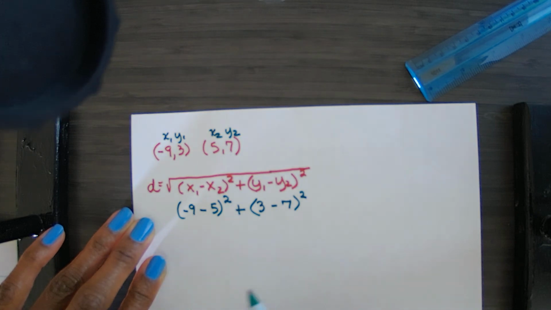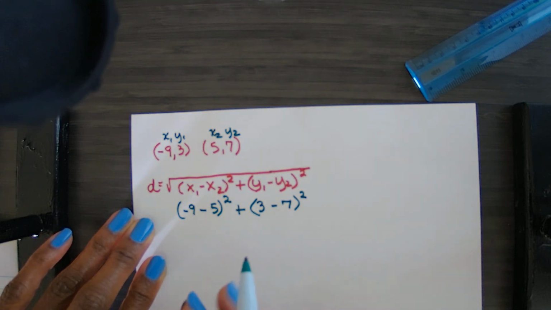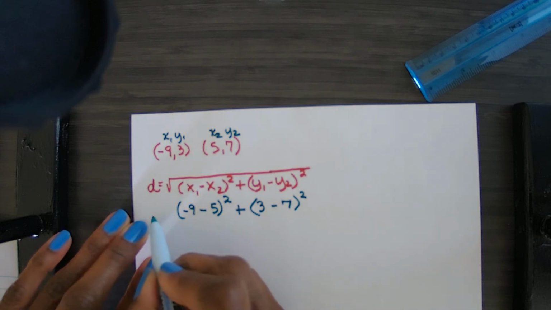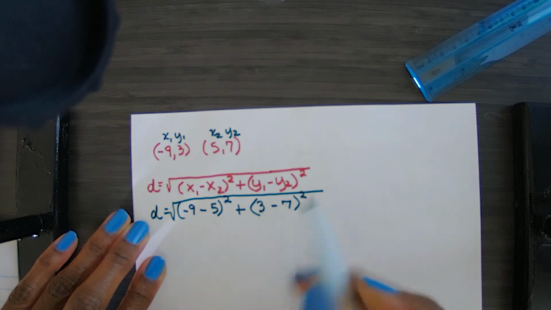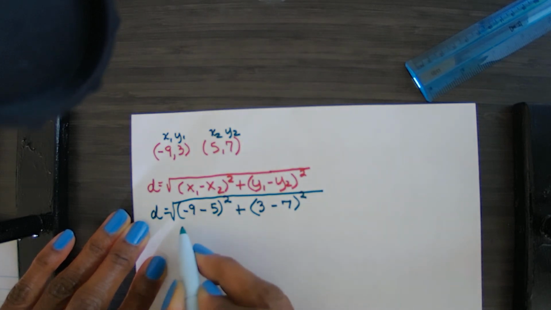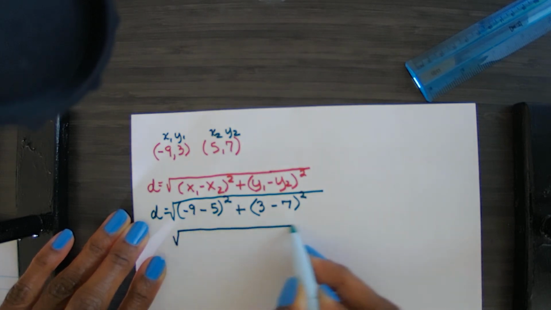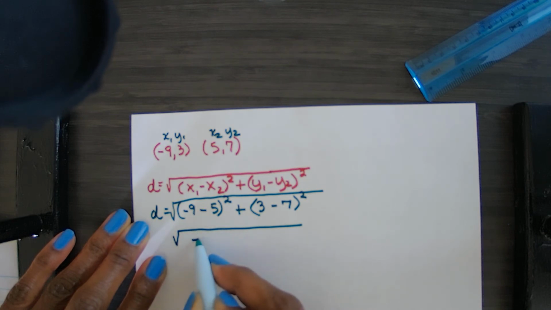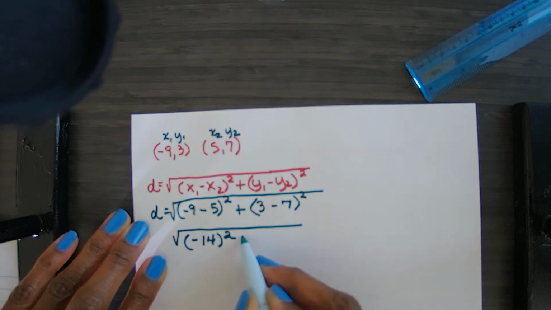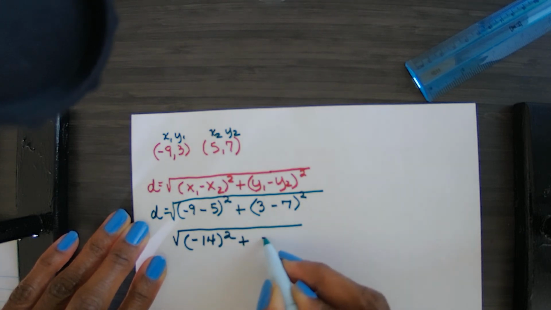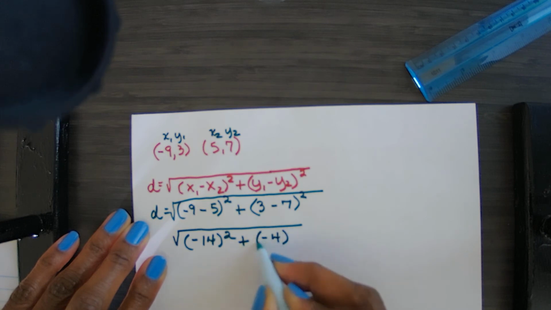Now, unlike the slope formula, it really doesn't matter which you pick first, because you're going to square. This is always going to be positive. Negative 9 minus 5 is negative 14, but I'm going to square that. 3 minus 7 is negative 4, and I'm going to square that.